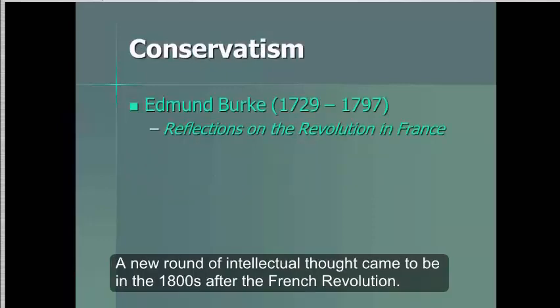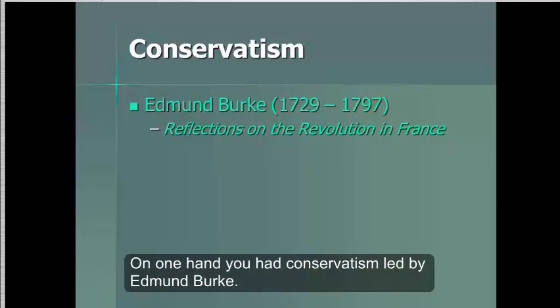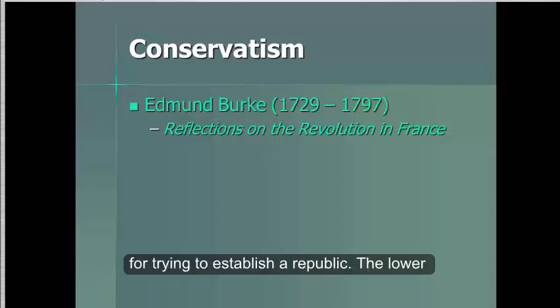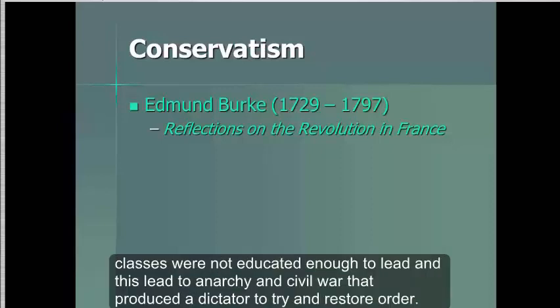A new round of intellectual thought came to be in the 1800s after the French Revolution. On one hand, you had Conservatism, led by Edmund Burke. He wrote Reflections on the Revolution in France. He blamed the philosophers of the Enlightenment for trying to establish a republic. The lower classes were not educated enough to lead, and this led to anarchy and civil war that produced a dictator to try and restore order.